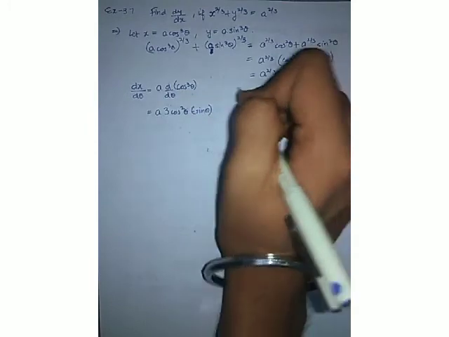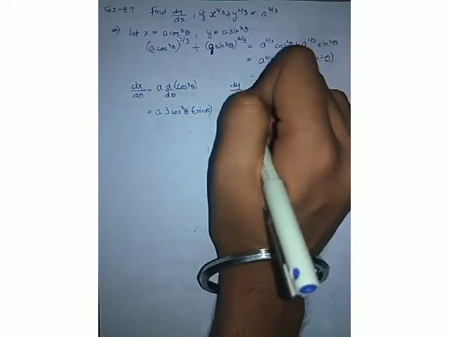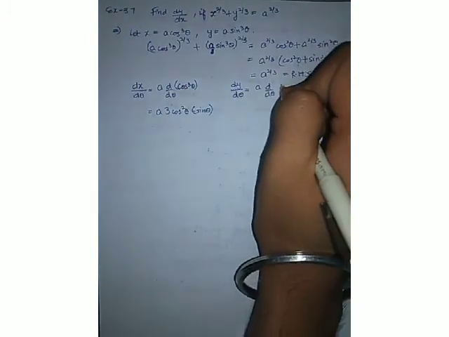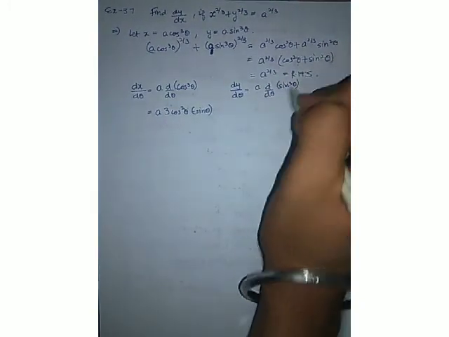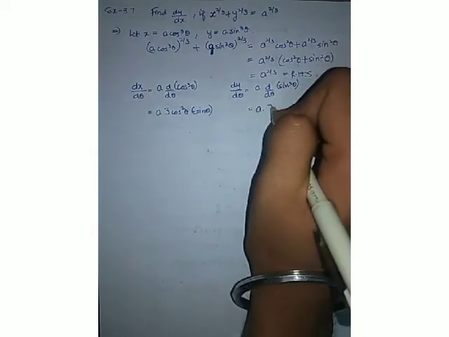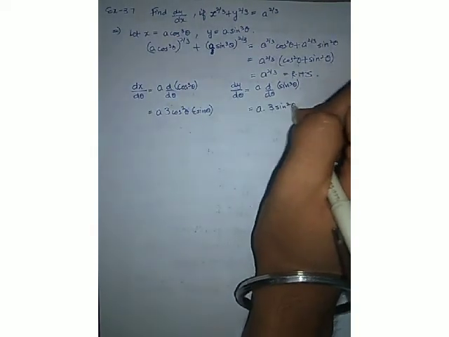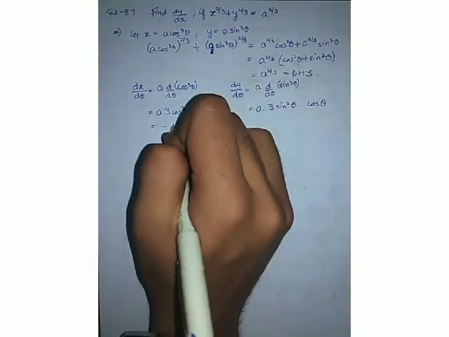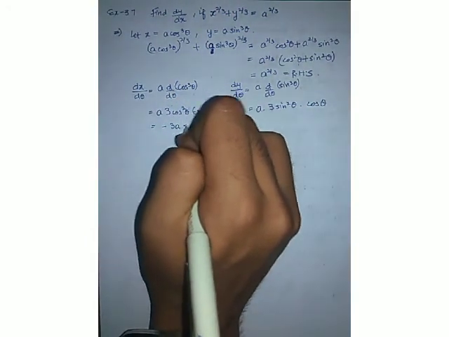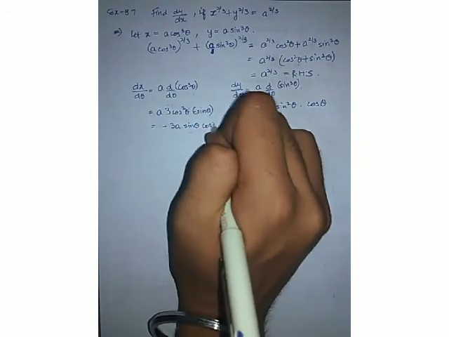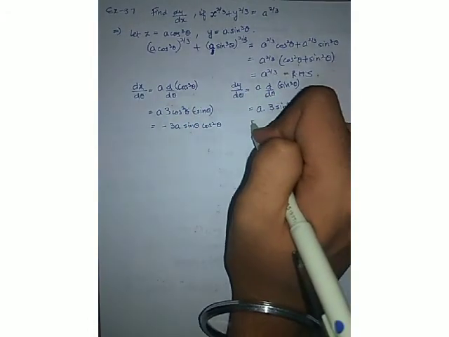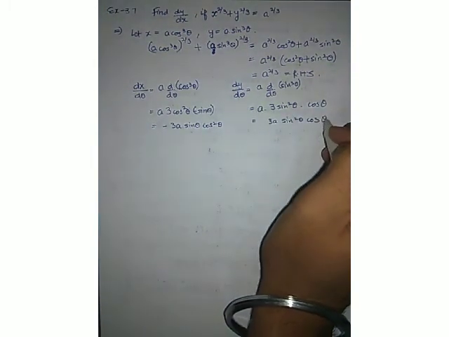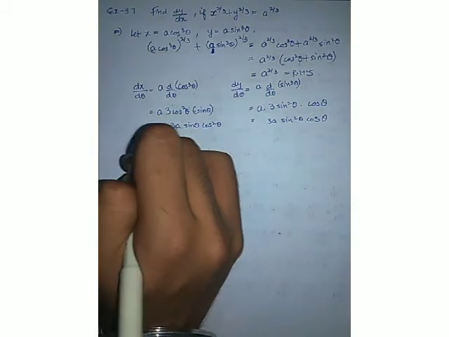The similar thing you will do with the value of y. You will find dy upon d theta, that is a times d theta of sine cube theta. What will you get? A multiply 3 sine square theta, and what's the differentiation of sine theta? That is cos theta. Simplify it a little bit. You will get minus 3a sine theta cos square theta for dx upon d theta, and 3a sine square theta cos theta for dy upon d theta.